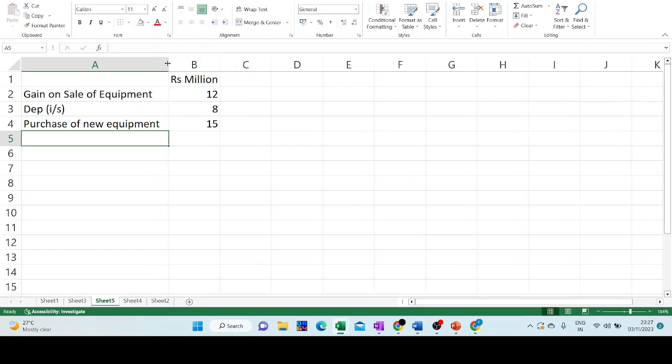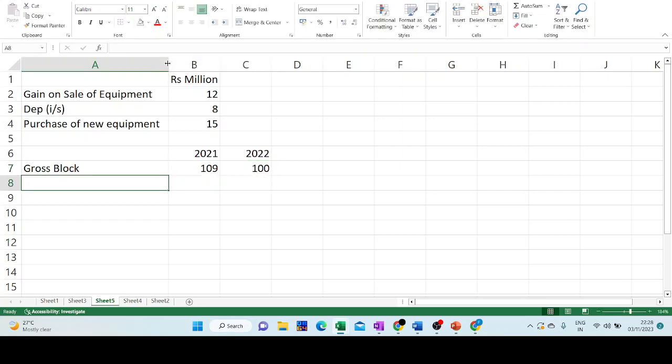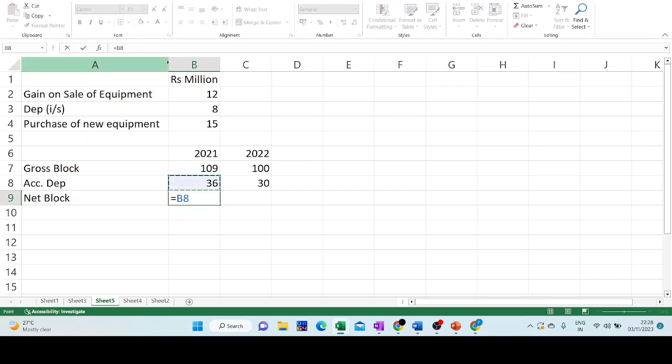Okay, and guys, here we have the gross block. Gross block at the starting of the year is 109, ending of the year is 100, and accumulated depreciation is 36 and 30, and your net block is gross block minus accumulated depreciation. सर ब्लॉक मतलब अभी सब बताओ.